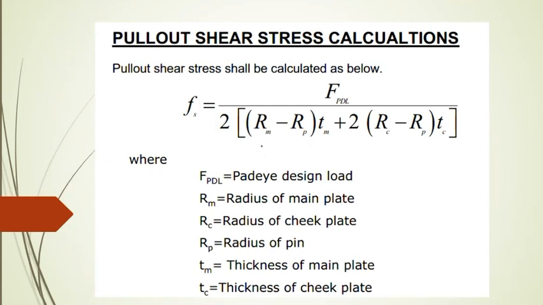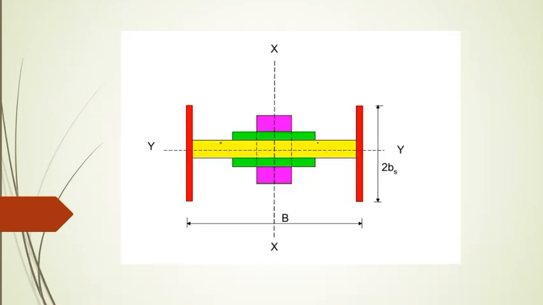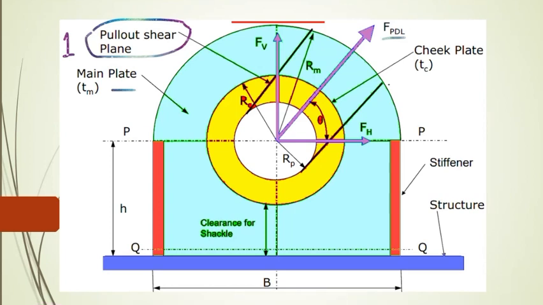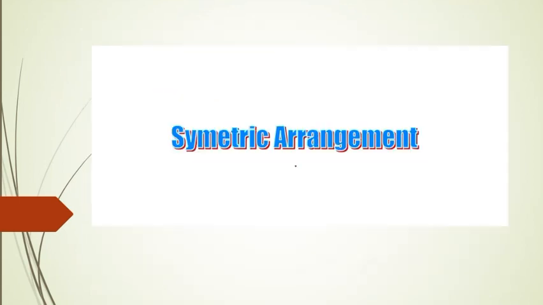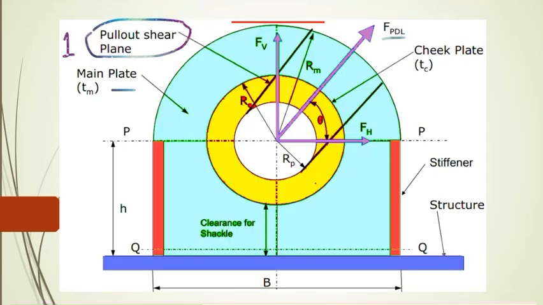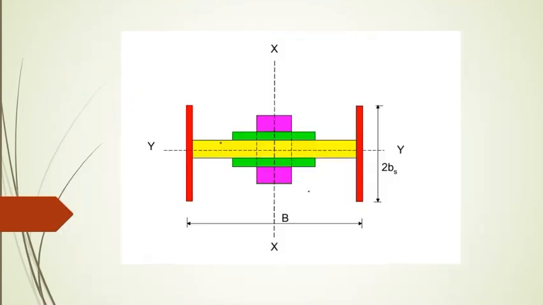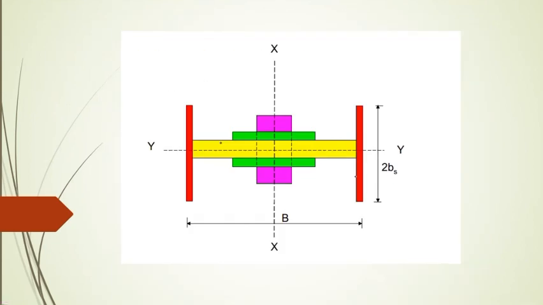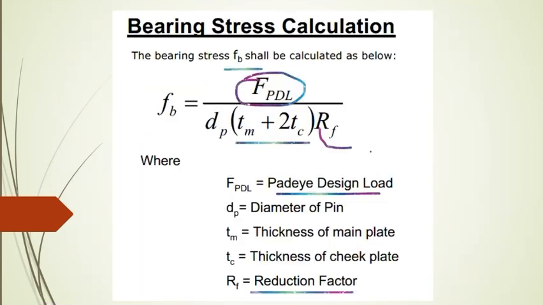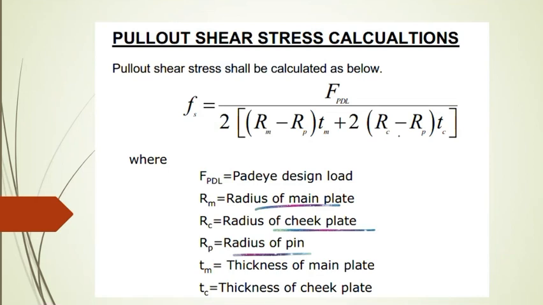And load shear stress, whatever this force, and these two planes. So 2 times Rm minus Rp. Rm is the main plate radius, Rp is the hole radius, of main plate radius, cheek plate radius. So Rm minus Rp into the main plate, 2 times, because there are two cheek plates, 2 times Rc means cheek plate radius minus pin radius times thickness of cheek plate. So this is the load shear stress.